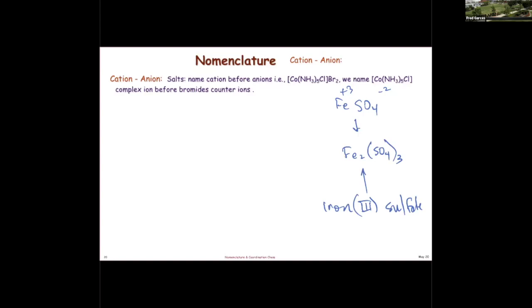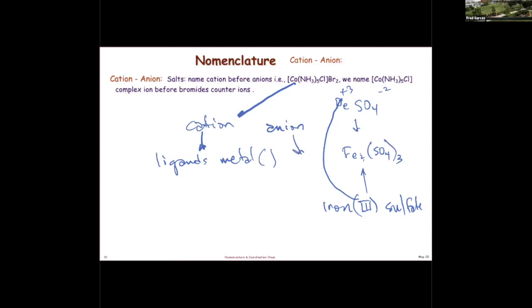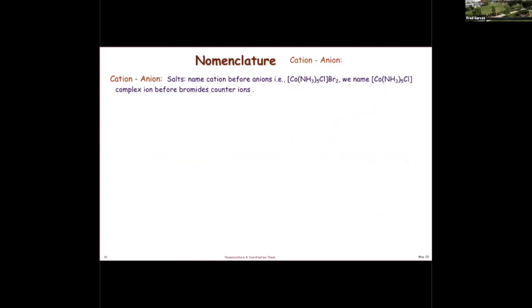The iron 3 is not because you have 2 irons here, but it's because it's a charge of +3. Whatever the charge of the transition metal is, you always put in Roman numerals. And so that's the same idea when you name these things. You name the cation first, followed by the anion. You name within the cation the ligands, and then the metal, followed by the Roman numeral, and then the anions. So that's the general structure of naming these things. So let's look at the exact rules.